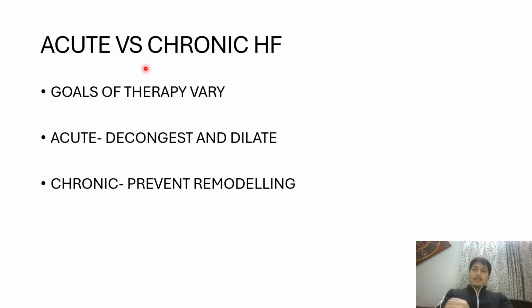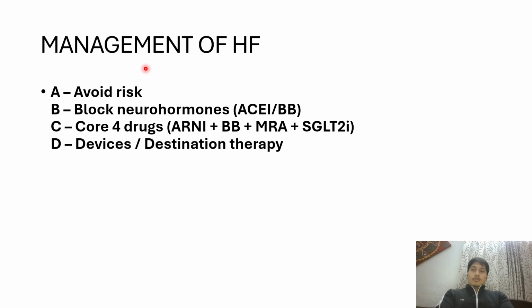And in patients with chronic heart failure, there is remodeling going on in the cardiac myocytes. To prevent that, we have drugs such as ARNI. So in chronic heart failure, we have to prevent remodeling. So ARNIs and beta blockers prevent remodeling. So stage-wise, stage A is to avoid risk factors, B is to block the neurohormones, C is to go for the core 4 drugs, and D is devices or destination therapy.